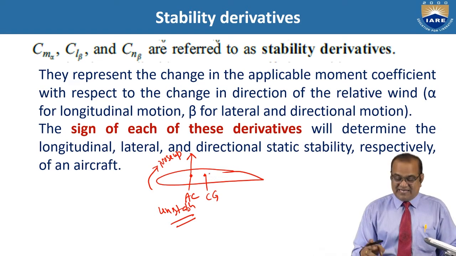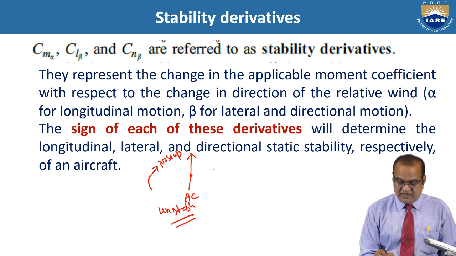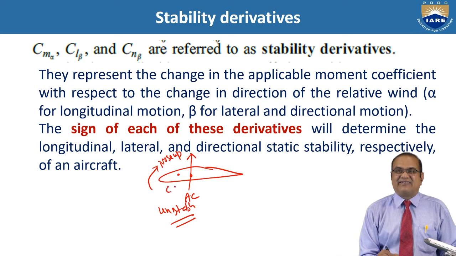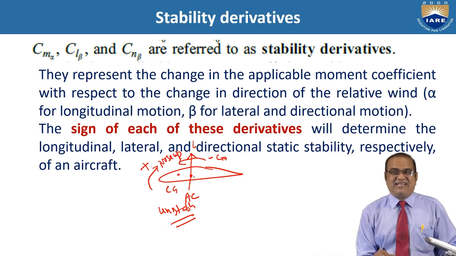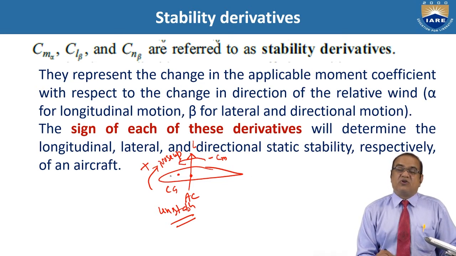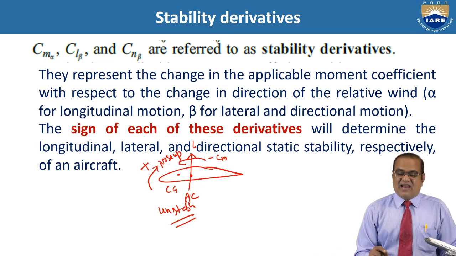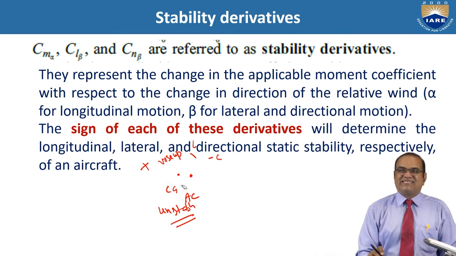But in the second case, if you see that this is the AC and if the CG is ahead, then what will happen? This lift force will try and this moment will act in this direction and it is called the minus Cm. Anticlockwise is minus and clockwise is plus. So here, if the AC is behind the CG, aircraft will be nose down and nose down is dCm by d alpha negative.